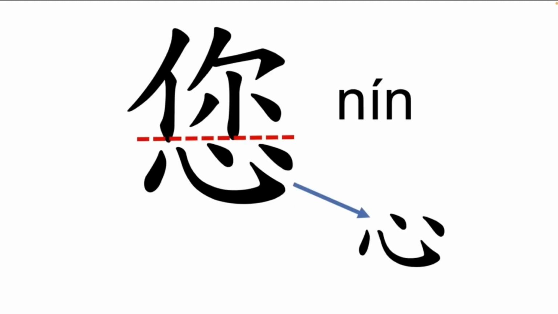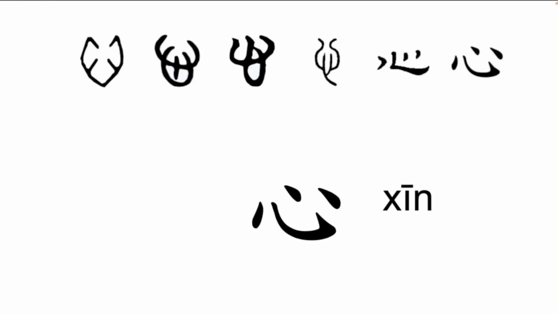The lower part of the character nin is the character xin, which means heart. The pictograph for xin resembles an anatomically opened heart, and you can see from the character that the longest stroke resembles the tip of a heart. The three dots above can represent water, indicating flowing liquid, which in this context represents blood.